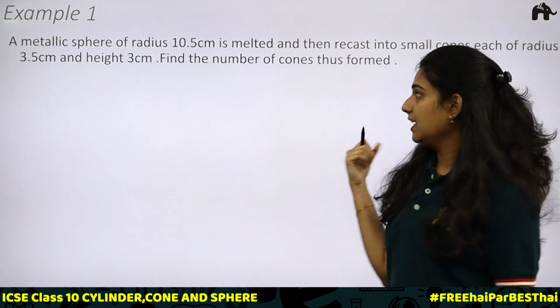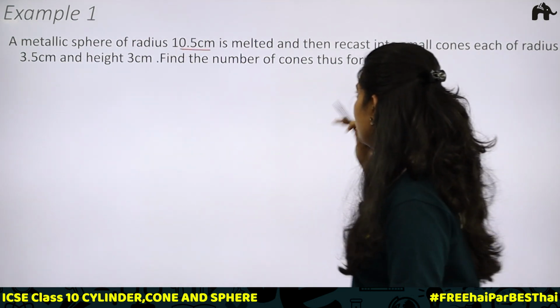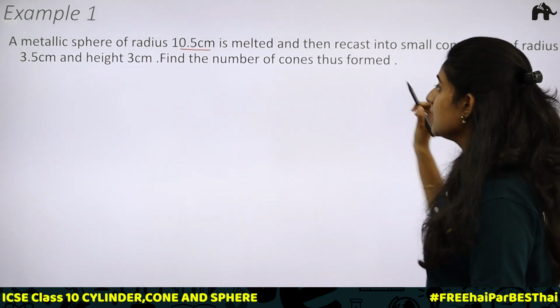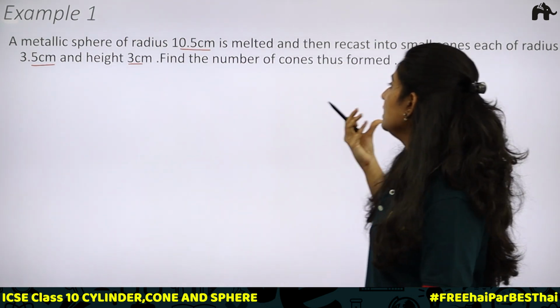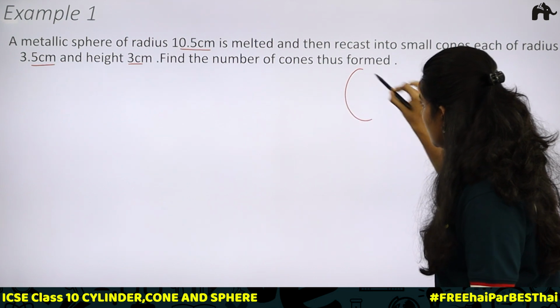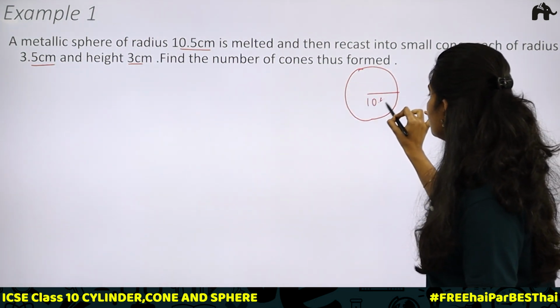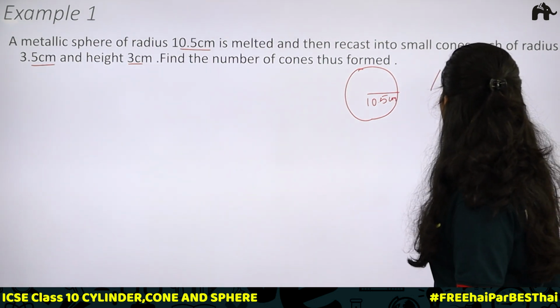Clear? Let us take an example. A metallic sphere of radius 10.5 cm is melted and then recast into small cones, each of radius 3.5 cm and height 3 cm. Find the number of cones thus formed. Here we are taking a metallic sphere. This metallic sphere of radius 10.5 cm is melted and cones are formed.